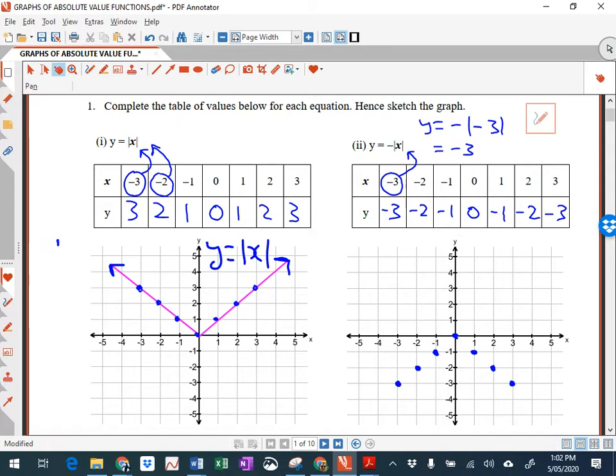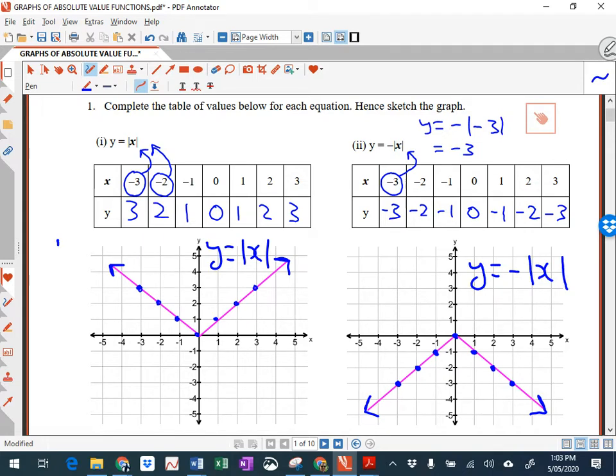Okay, then get your ruler and draw a line through those points. There we go. And there's your graph of y equals minus the absolute value of x. So let's just put arrows on the end of that. Label the graph as y equals minus the absolute value of x.